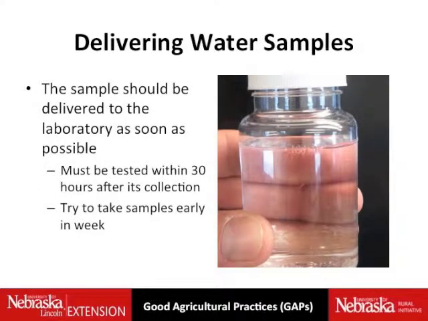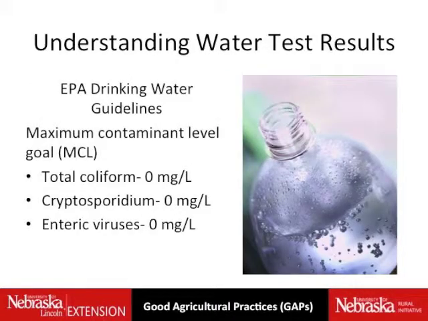Samples should be mailed back to the lab quickly, within about 30 hours of collection. Take samples early in the week so that they don't sit in the post office over the weekend. Test your water sample for fecal coliform bacteria. The EPA maximum contaminant level in potable water or drinking water for coliform bacteria is 0. If fecal coliform bacteria are present, it indicates that water may have been contaminated with manure and harmful pathogens.